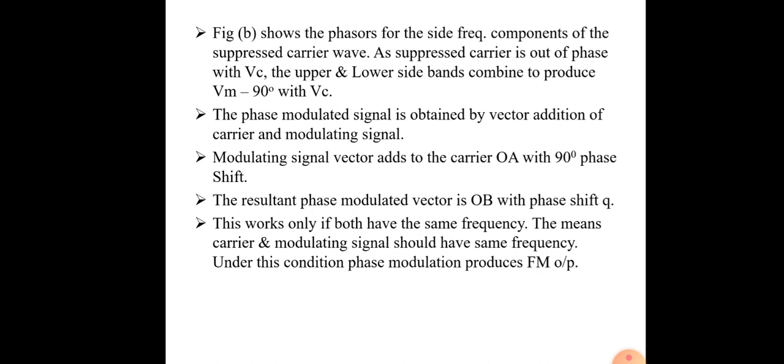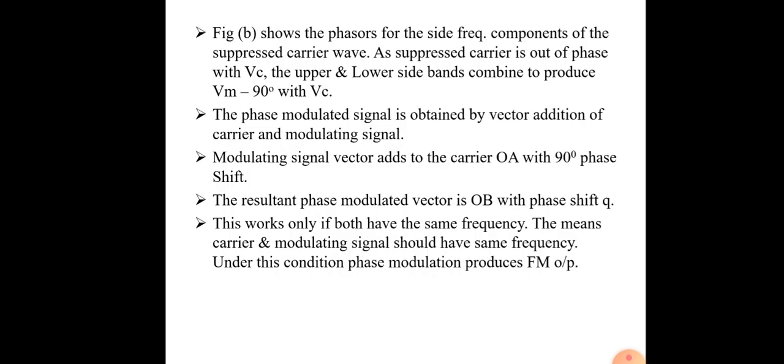This works only if both have the same frequency. So those things are only acceptable when both have the same frequency. That means the carrier and modulating signal should have the same frequency. Under this condition, the phase modulation produces the FM output. So in this full session, we dealt with FM generation, that means FM modulated signal generation. So this is a very important question.